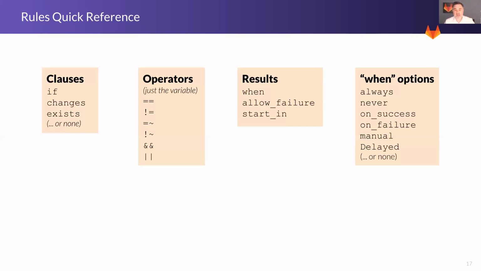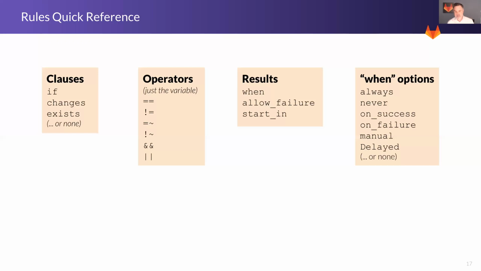You can also put your allow failure and your start in clauses in your results. Pretty much you need a when clause anyway, but you might need one of those other two for special cases. And then when can be when always, when never, when on success, when on failure, when manual, when delayed, or there is no when. Okay. Now, what happens when there is no when? What happens when there is no if?